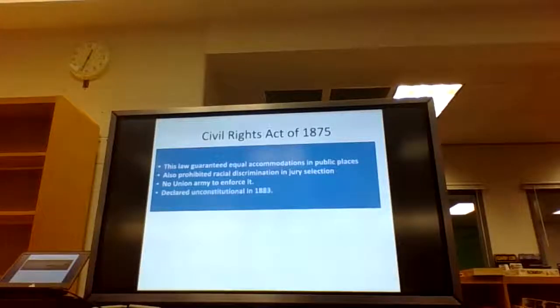That's okay. The Supreme Court said it was unconstitutional. You can't tell states how they make up their juries. That is a jury right. That is a state right. The federal government cannot do that. So it was declared unconstitutional. That's what happened to it. Okay.